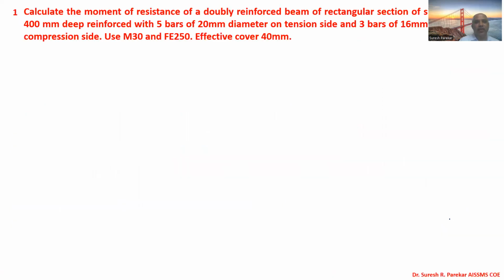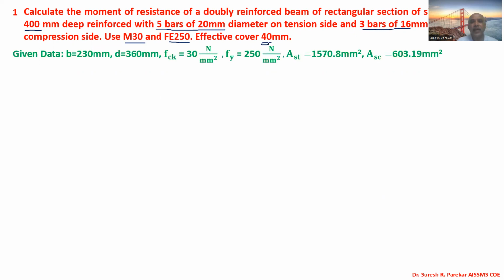So now we will go with these problems. We have to calculate the moment of resistance of a doubly reinforced section. The size is 230 by 400 millimeters. We have 5 bars of 20 mm diameter and 3 bars of 16 mm diameter on the compression side. We have M30, Fe 250, and cover is 40 millimeters. So we have this given data.